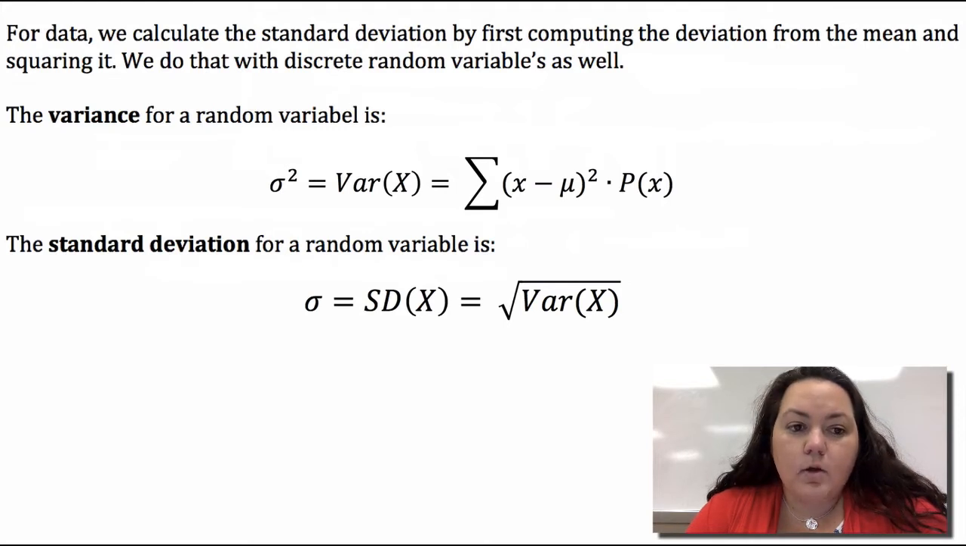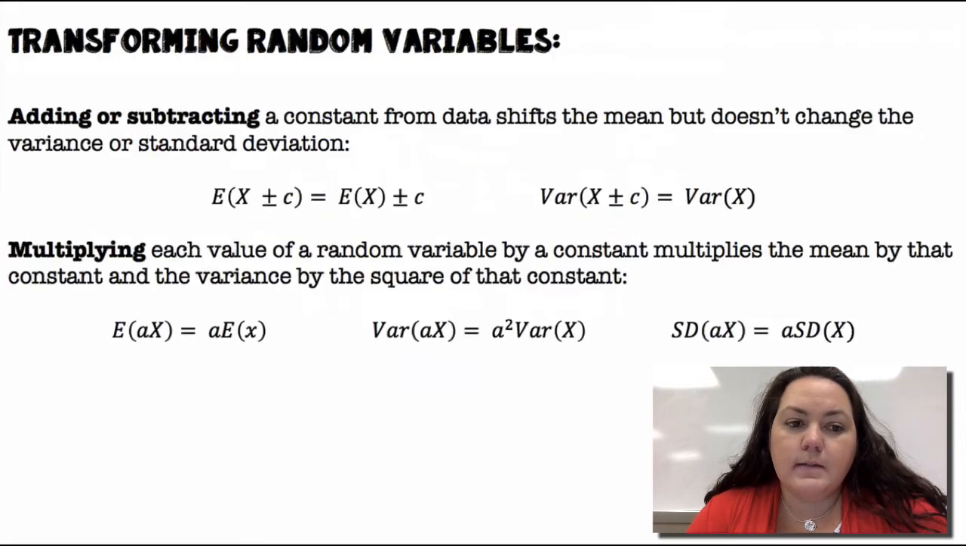For data, we calculate the standard deviation by first computing the deviation from the mean and squaring it. We do this with discrete random variables as well. So the variance for a random variable would be (x minus mu) quantity squared times the probability, and then add up, so the summation of all of the events. And then the standard deviation, we would take the square root of the variance. Standard deviation is always the square root of variance.